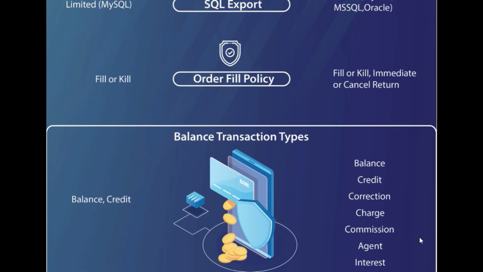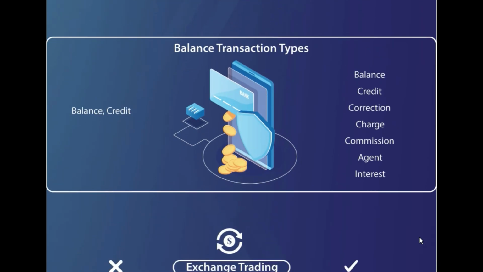Then there are special processes that can be used at MT4 and MT5. At MT4 we have fill or kill. At MT5 we have fill or kill and immediate or cancel return. Then we have balance transaction types. When we compare that, we can see that MT4 has balance and credit, and on the other side MT5 has balance, credit, correction charge, commission, agent, and interest.